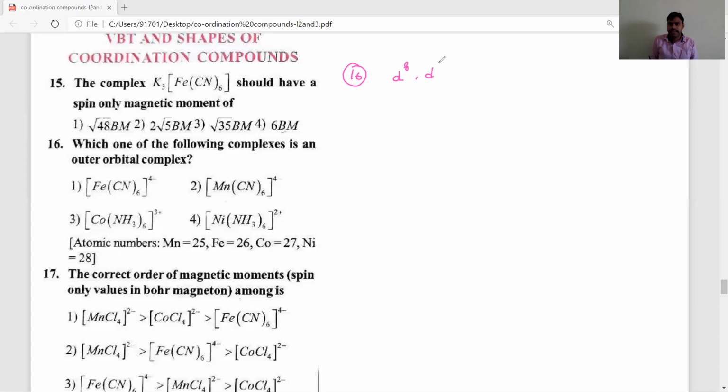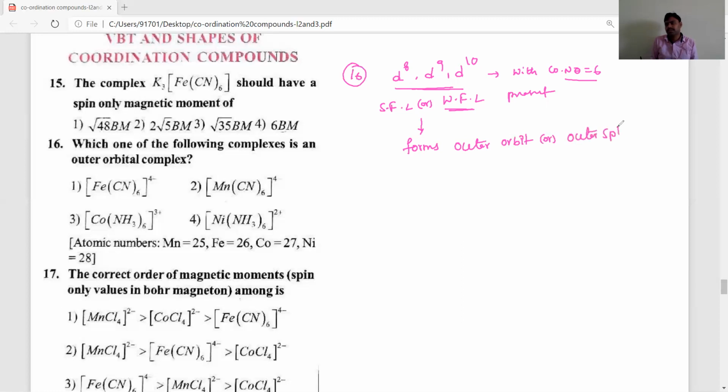d8, d9 and d10 electronic configurations with coordination number 6, having either strong field ligands or weak field ligands, always form outer orbital complexes or outer sphere complexes only. Okay, students, outer sphere complexes only.